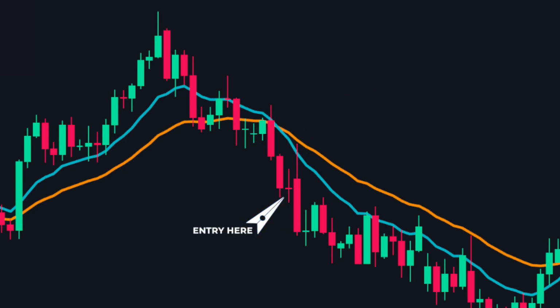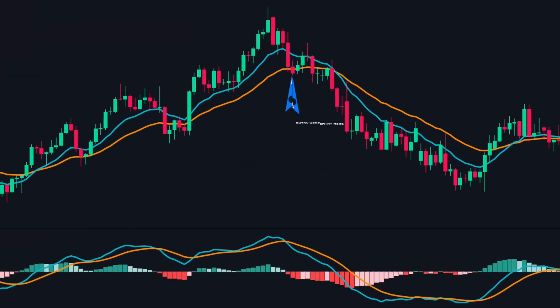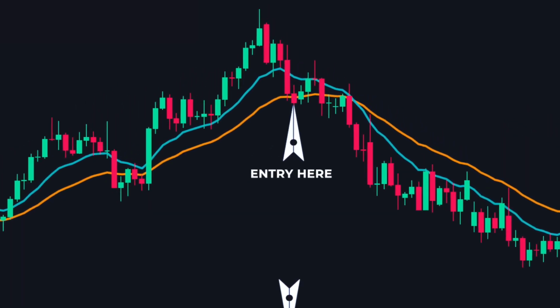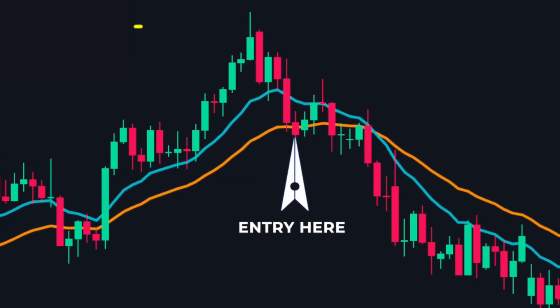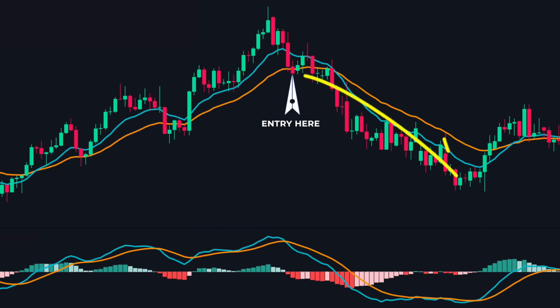As you can see, the price had already moved quite some distance before giving the crossover signal. So ideally, your stop loss would be above this high, which is quite a wide stop loss. But if you look at the MACD, your entry signal would be on this candle as the MACD line crossed below the signal line. It gives you a far superior entry price with a tight stop loss. As a result, you capture a bigger portion of the price move.